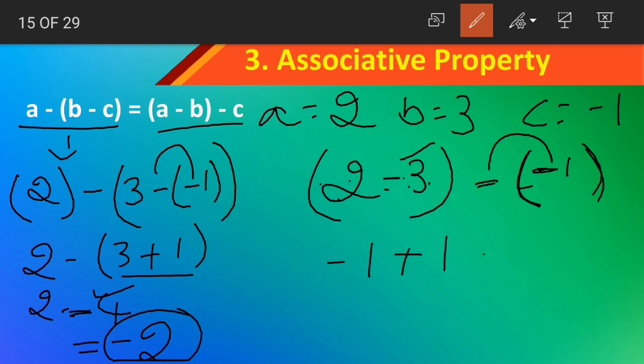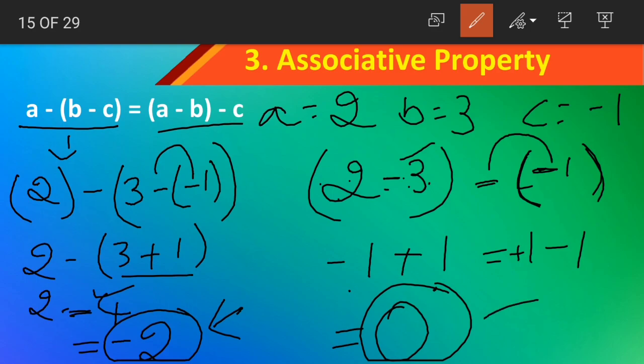What is minus 1 plus 1? Or if we write 1 minus 1 plus 1, minus 1 is nothing but minus 1 plus 1. When we have a negative 1 plus a positive 1, what is the answer? 1 minus 1 is equal to 0. Now look at this. LHS answer is minus 2 and RHS answer is 0. So we can say that LHS is not equal to RHS. Subtraction of integers does not follow associative property.